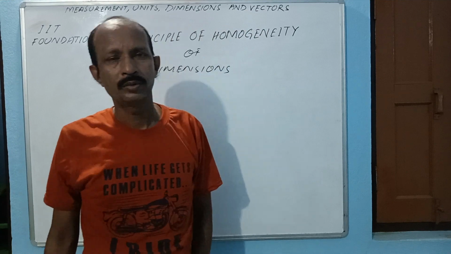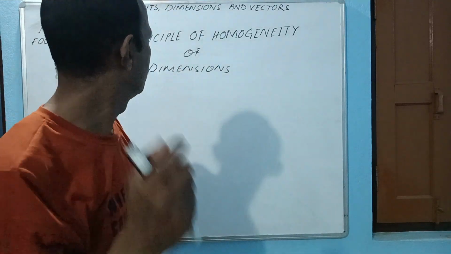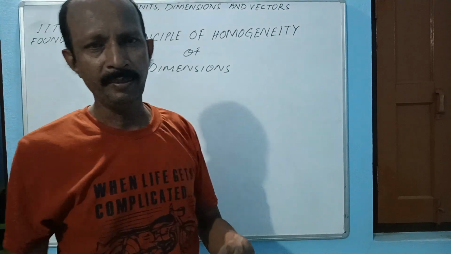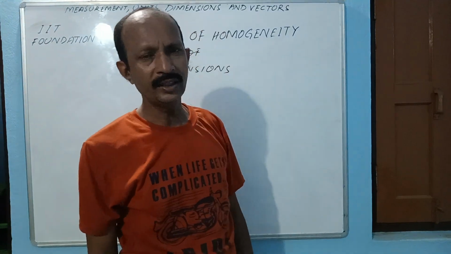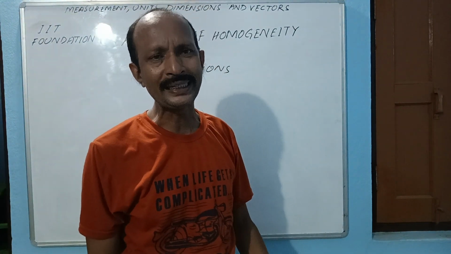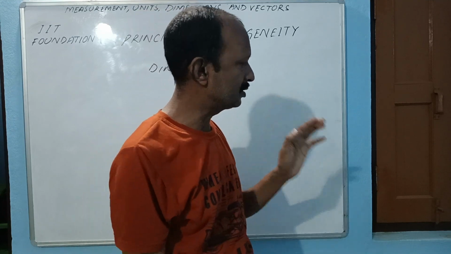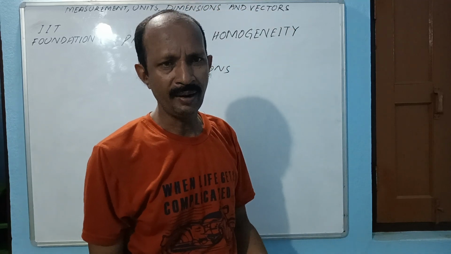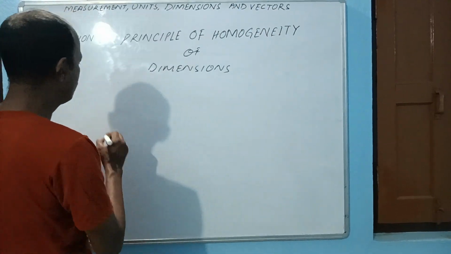In my last video, I explained about dimensional formula and dimensions. Today's concept is the principle of homogeneity of dimensions. Dimensional formula means what I said? I said the formula in the form of fundamental quantities, that is the dimensional formula. Dimensions, I said, are the powers of the fundamental quantities of a dimensional formula. Like this I said. Suppose velocity is said.